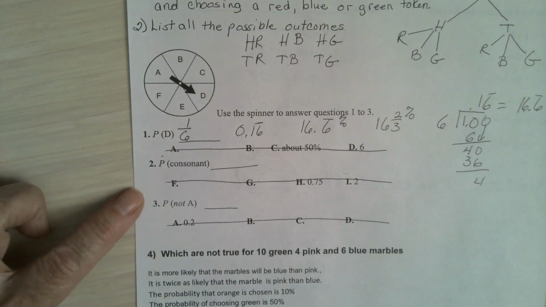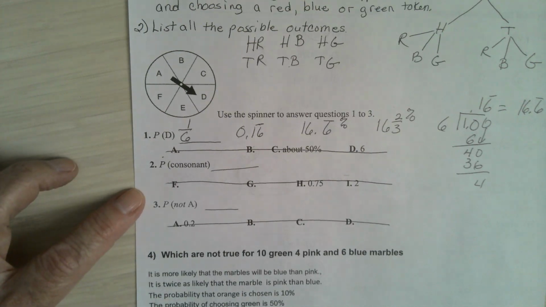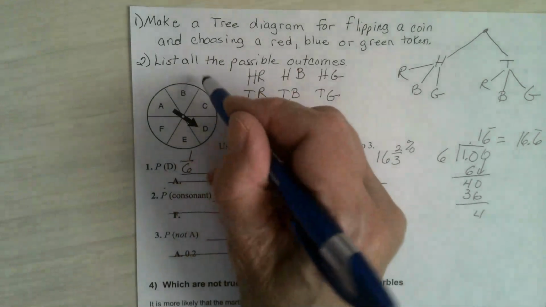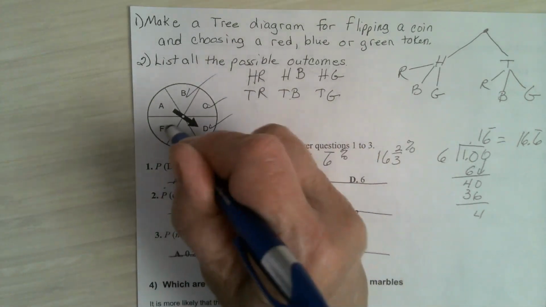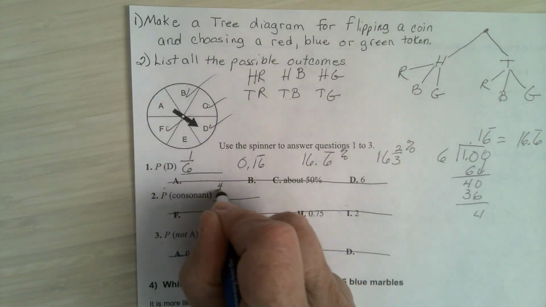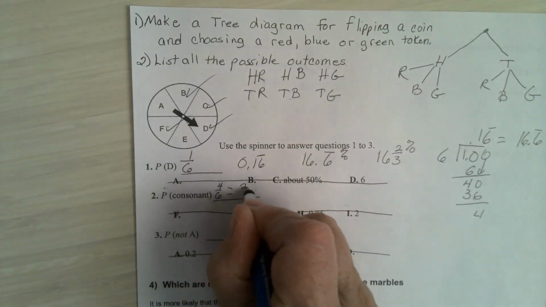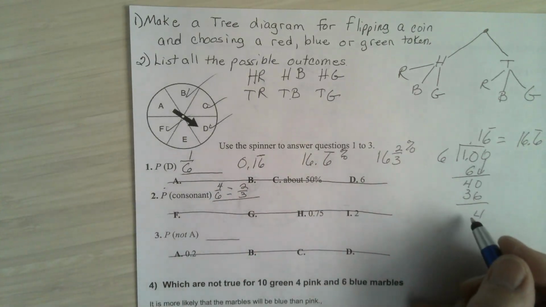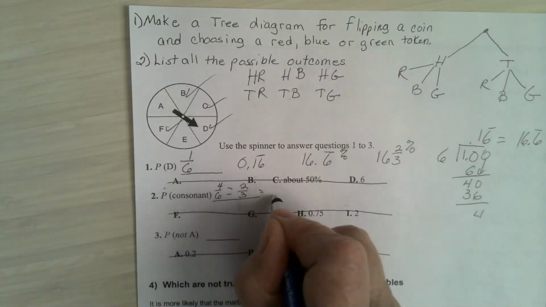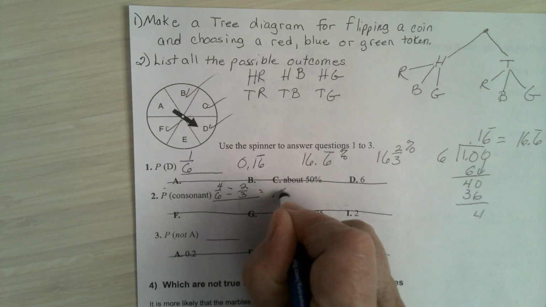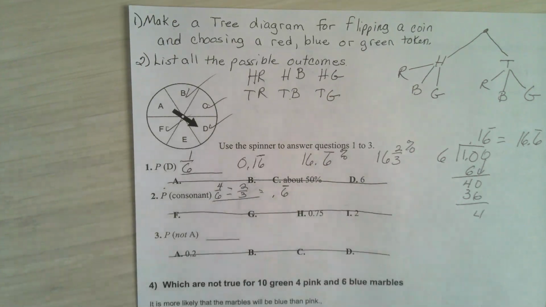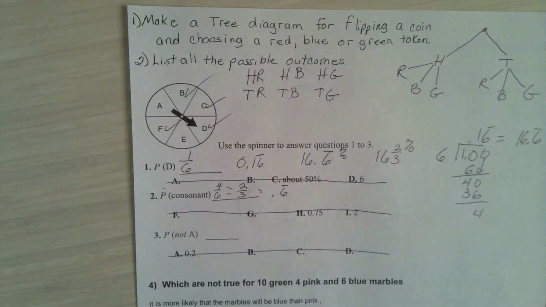Now let's go to number 2, consonants. How many are consonants? B, C, D, and F. You have 4/6, which is the same thing as the fraction 2/3. And 2/3 is the same thing as 0.6 repeating. They're not the vowels. Vowels are A, E, I, O, U, and sometimes Y. Consonants are the letters that are not vowels.